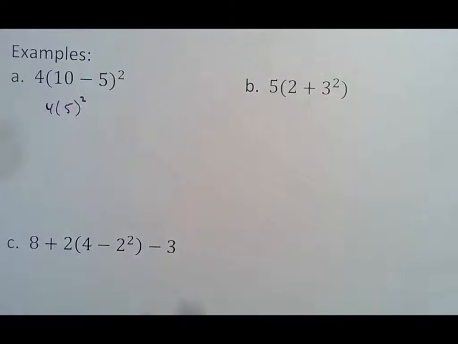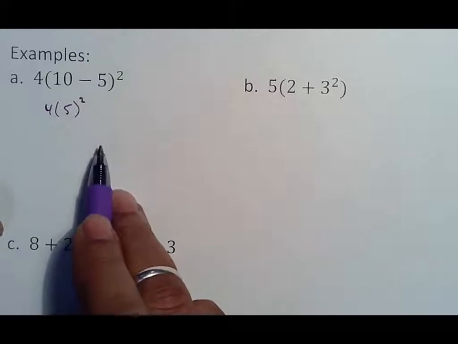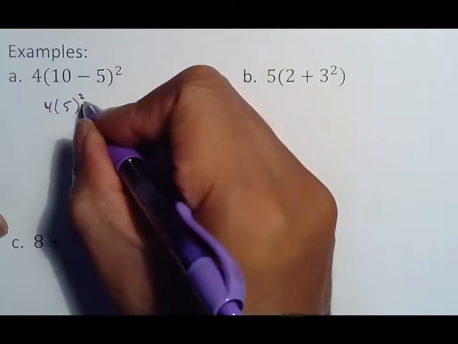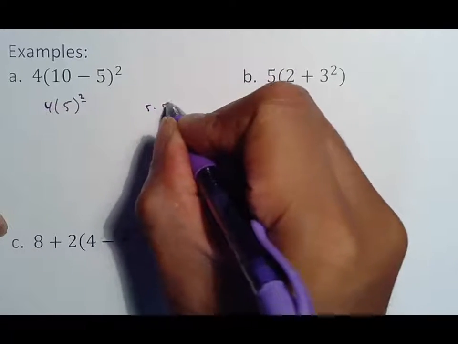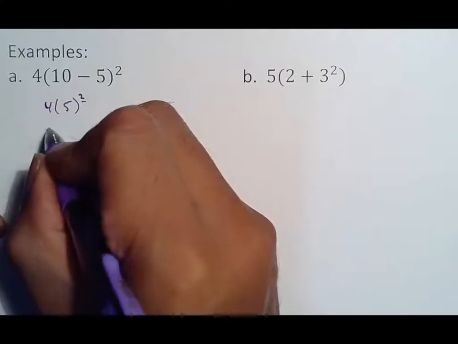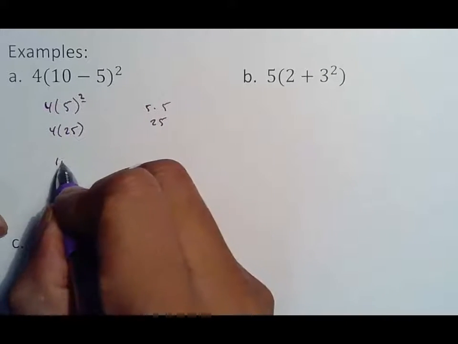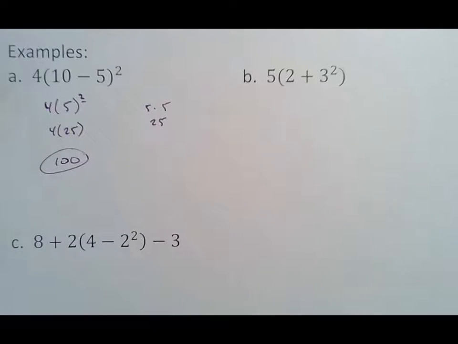Now I make my decision. That is multiplication, that is an exponent. Who goes first? Hopefully you recognize the exponent goes first. And so you're going to do 5 times 5, which is 25. And the last thing you do is 4 times 25. And from what I know, 4 quarters is $1. So that would be 100.